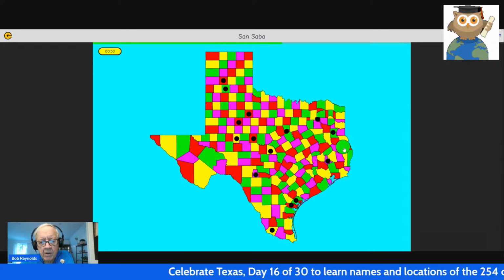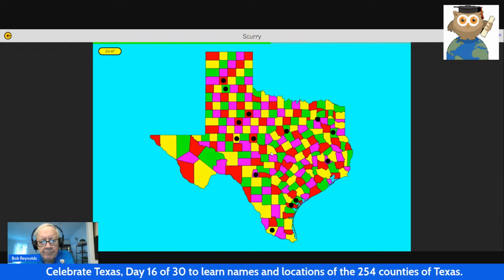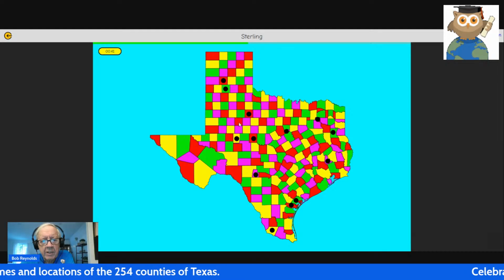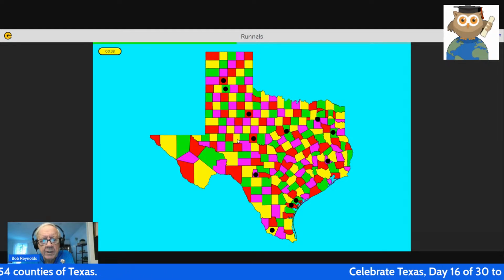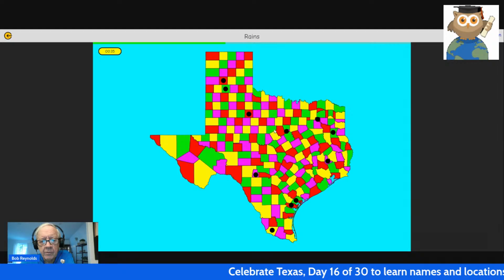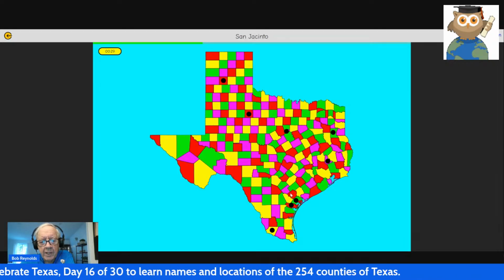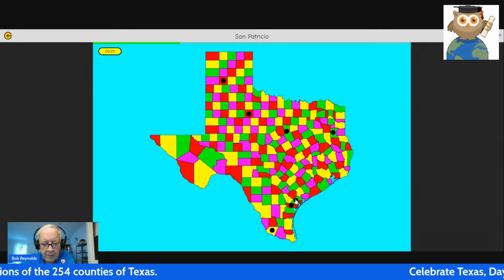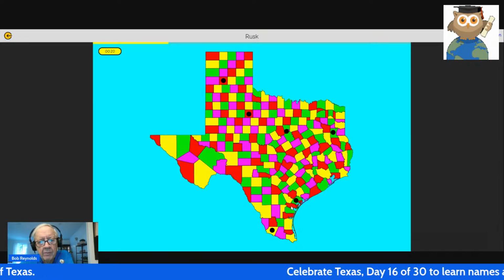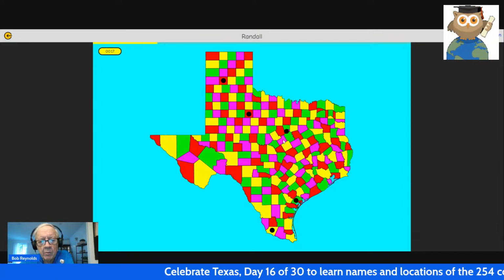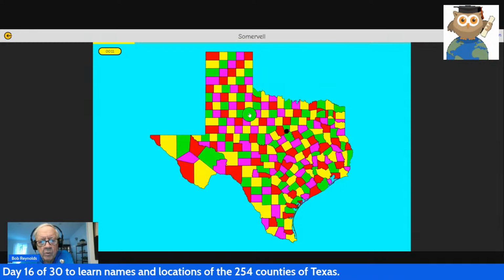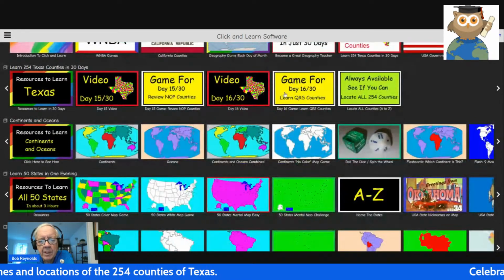Stevens, San Augustine, San Saba, Scurry. I forgot what I was doing. Scurry. I want to tell you these are in random order. Sterling, but you probably already knew that. Runnels, Rains, Real, Swisher, San Jacinto, San Patricio. I think this is San Patricio. Rusk, Randall, Starr. Am I going to beat the clock or not? Refugio, Stonewall, and Somerville. Okay, back into that.